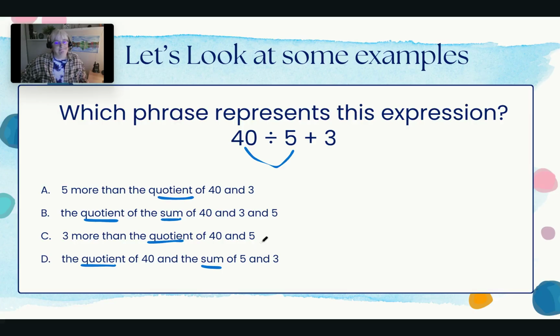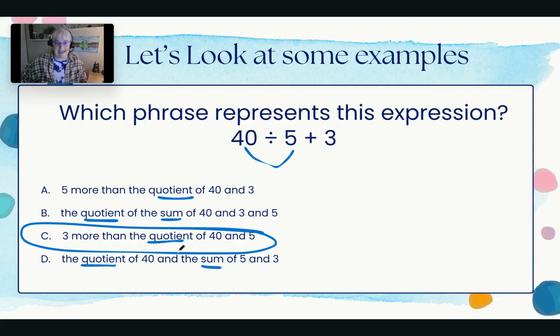All right, which answer is it? Take a minute to decide. I might insert a quiz question in the video here asking you what you think. If you picked C, you are correct. This is showing 3 more than the quotient, which is another symbol for dividing, 40 and 5.